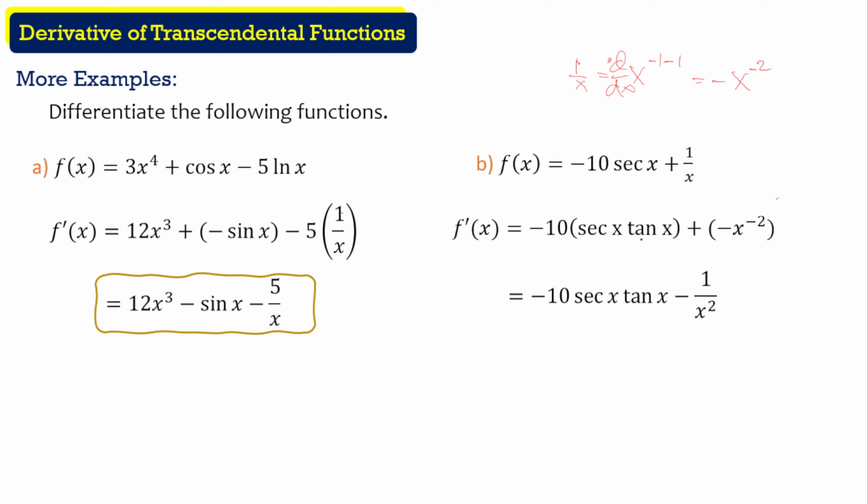Negative 10 times secant x tan x is just negative 10 secant x tan x. Yun lang yun. Then plus, then it will become negative because positive times negative will be negative. Then this one, write it into fraction form. 1 over x raised to positive 2 na instead of negative 2 kasi nag-fraction ka na by exponential property. Okay? So that's your final answer.